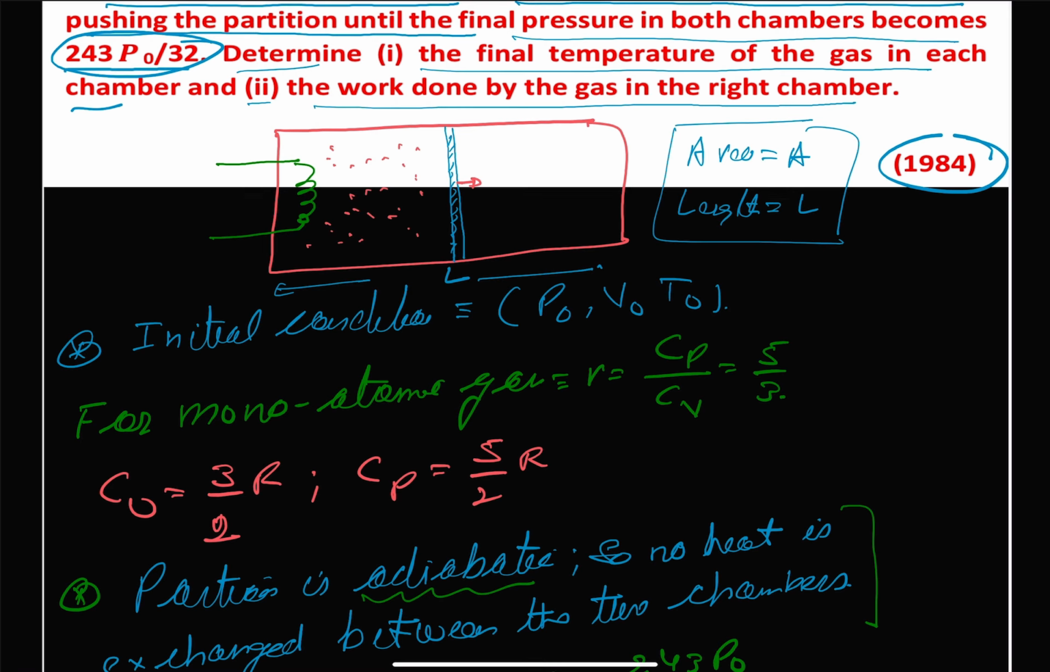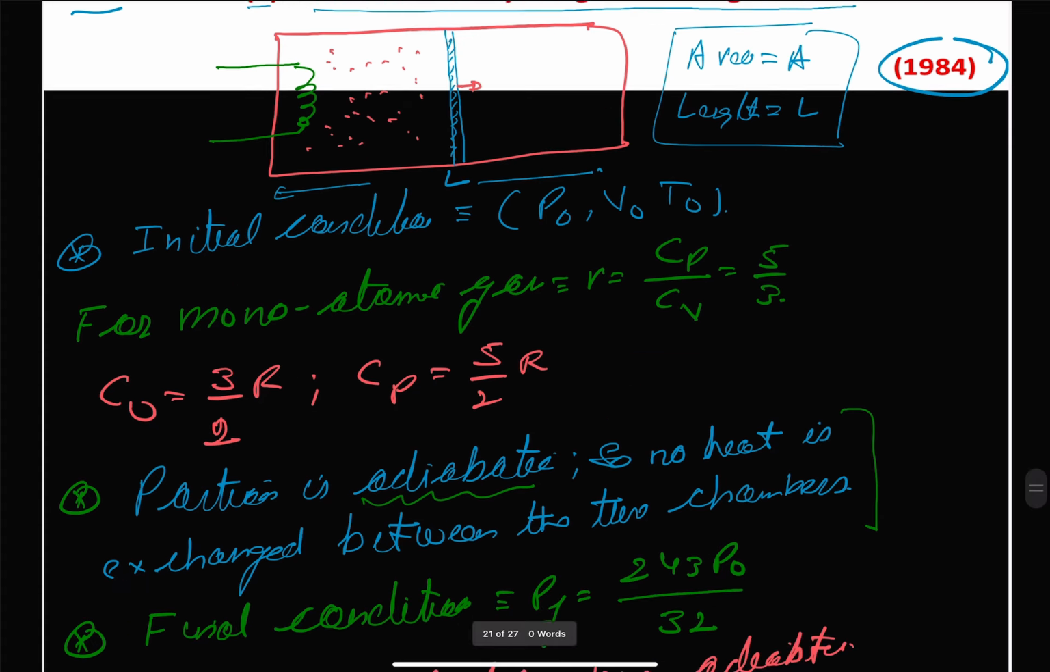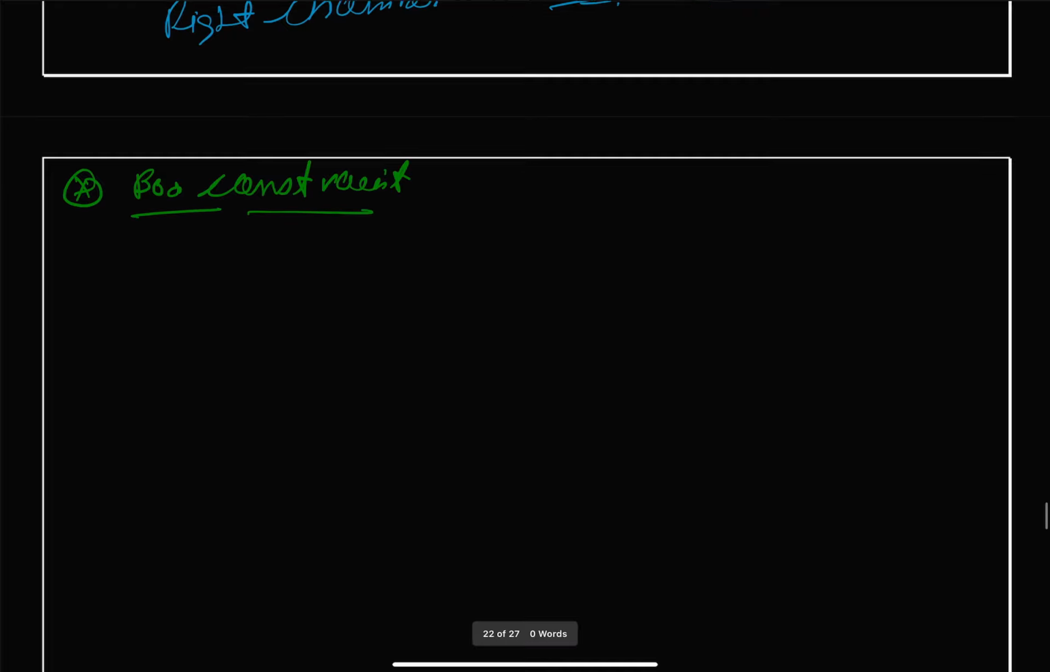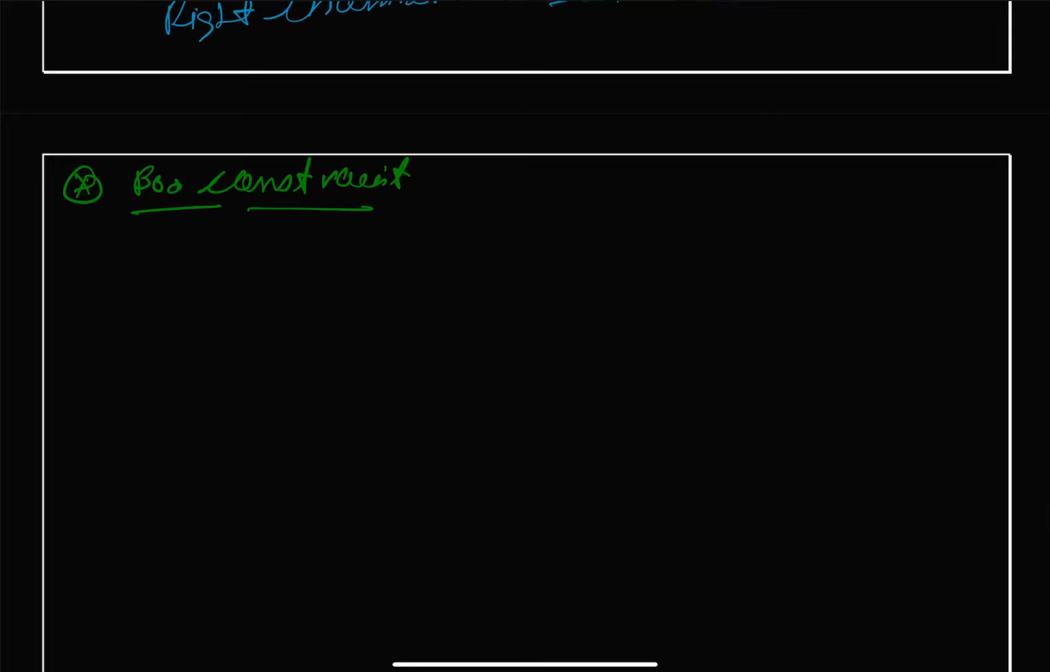Okay, so if we say that, let me write it first, then we can move further. We are going to call this the box constraint. Box constraint, you can say that the box has fixed total volume.